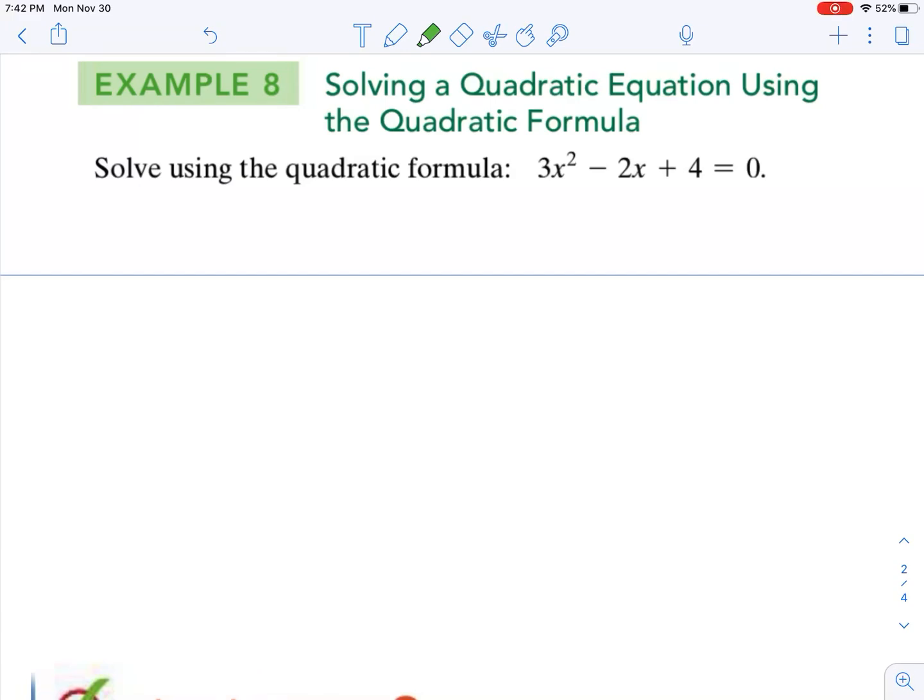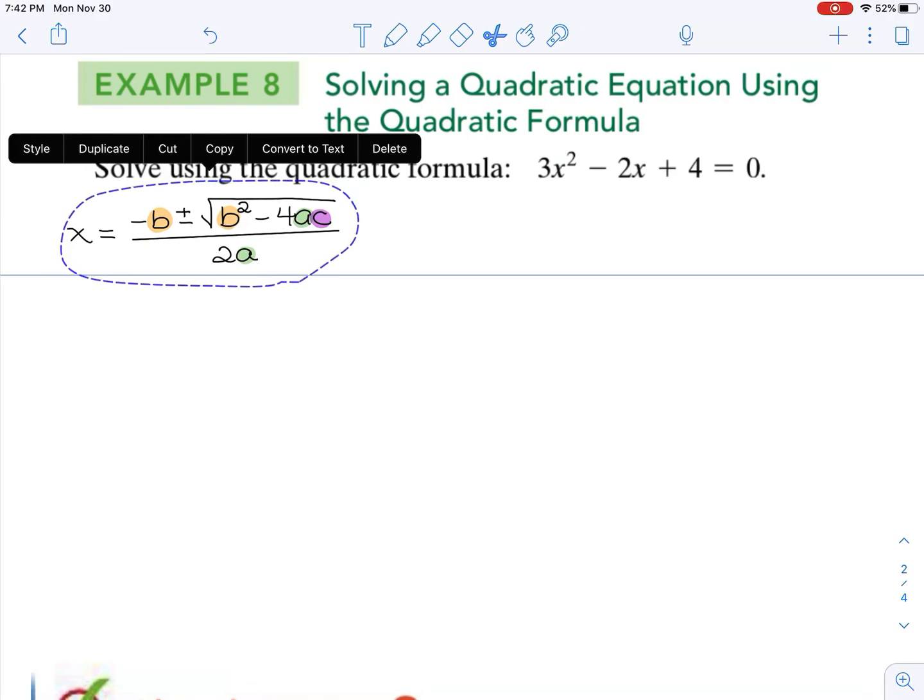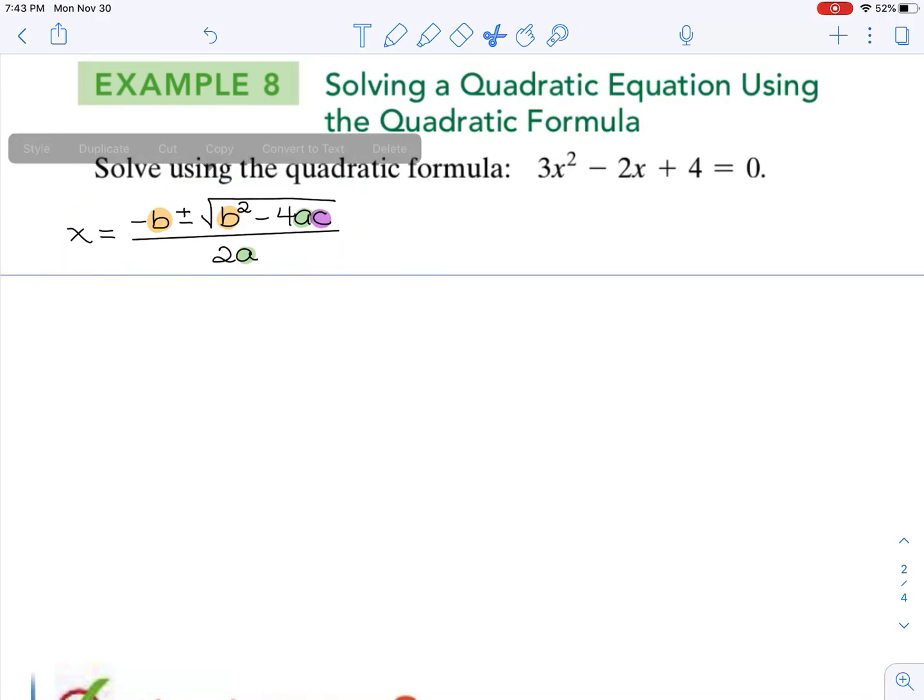Example 8. Solving a quadratic equation using the quadratic formula. If you recall, our quadratic formula is x equals negative b plus or minus the square root of b squared minus 4ac all over 2a.